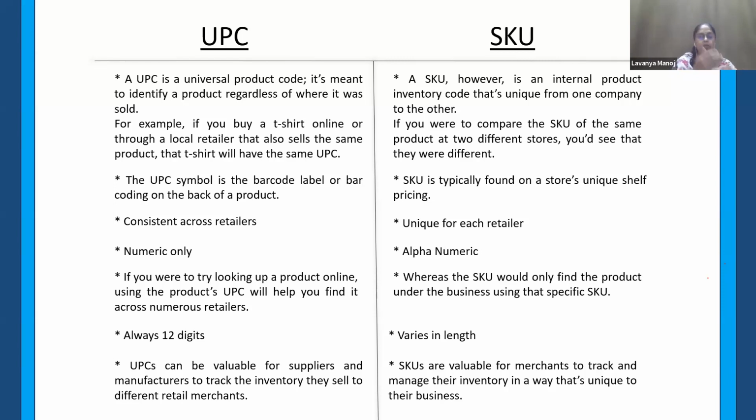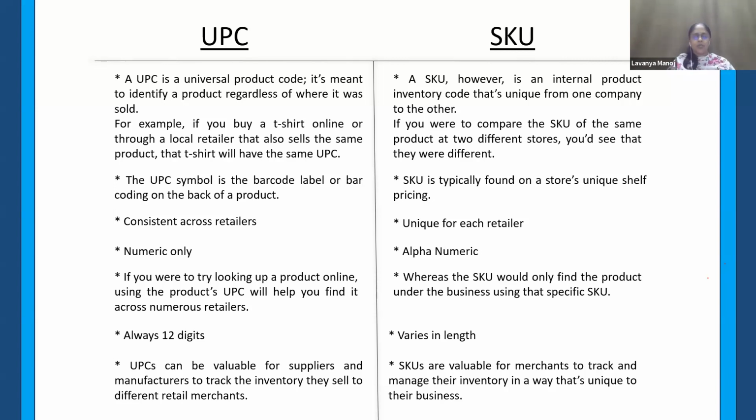Type the UPC code, and you will get the description of the product, the company which sells it, and who the retailers are, like who is selling the product. Whereas SKU would only find the product under the business using that specific SKU. Even a retailer with a unit next to your shop, you can share the idea of your SKU, and that person can also maintain the same kind of SKU.